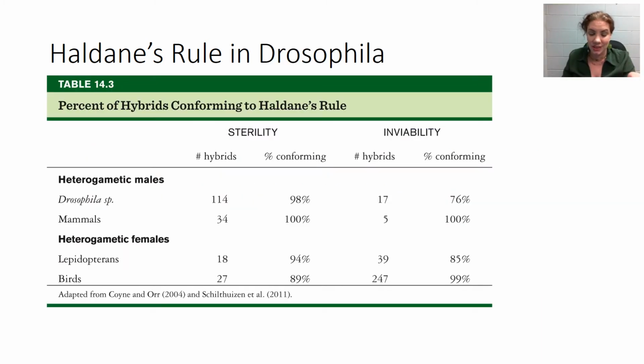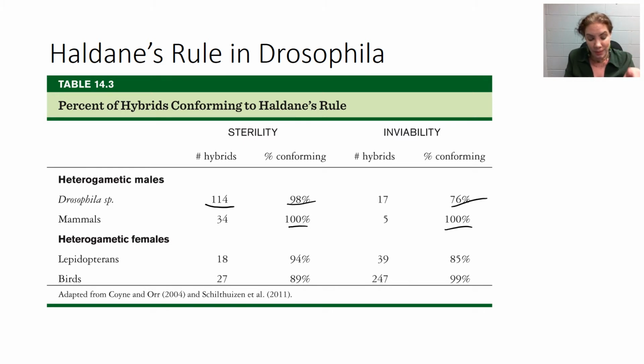So looking at this specifically in Drosophila, where males are heterogametic, you've got 114 hybrids. Of those, 98% fell into Haldane's rule. It was the heterogametic male that was sterile. And if you look at inviability, again, they had 17 hybrids in this case. 76% of them were non-viable. And again, that fit really well with Haldane's rule. Not quite as well as sterility, but close. In mammals, it was 100% of the time for sterility and 100% of the time for inviability. Wow, that's really clear cut.